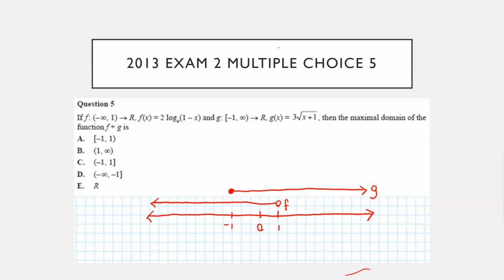So the part of the domain that is defined for both is from negative 1 inclusive up to 1 not inclusive. So negative 1 up to 1 round bracket, which is answer A. 75% of students got that correct. Now, it's not a terribly difficult question. All it's doing is testing: do you understand that adding two functions together means that the domain has to be defined for each of them?